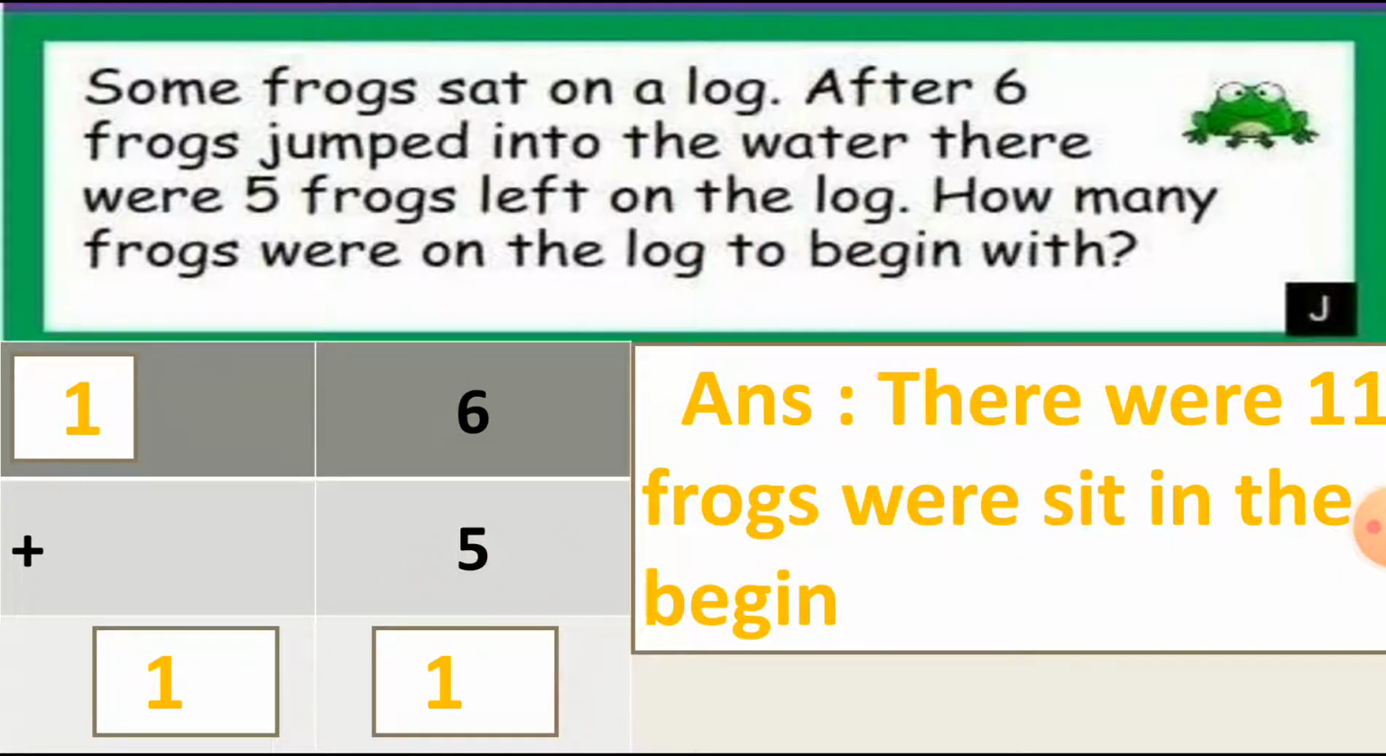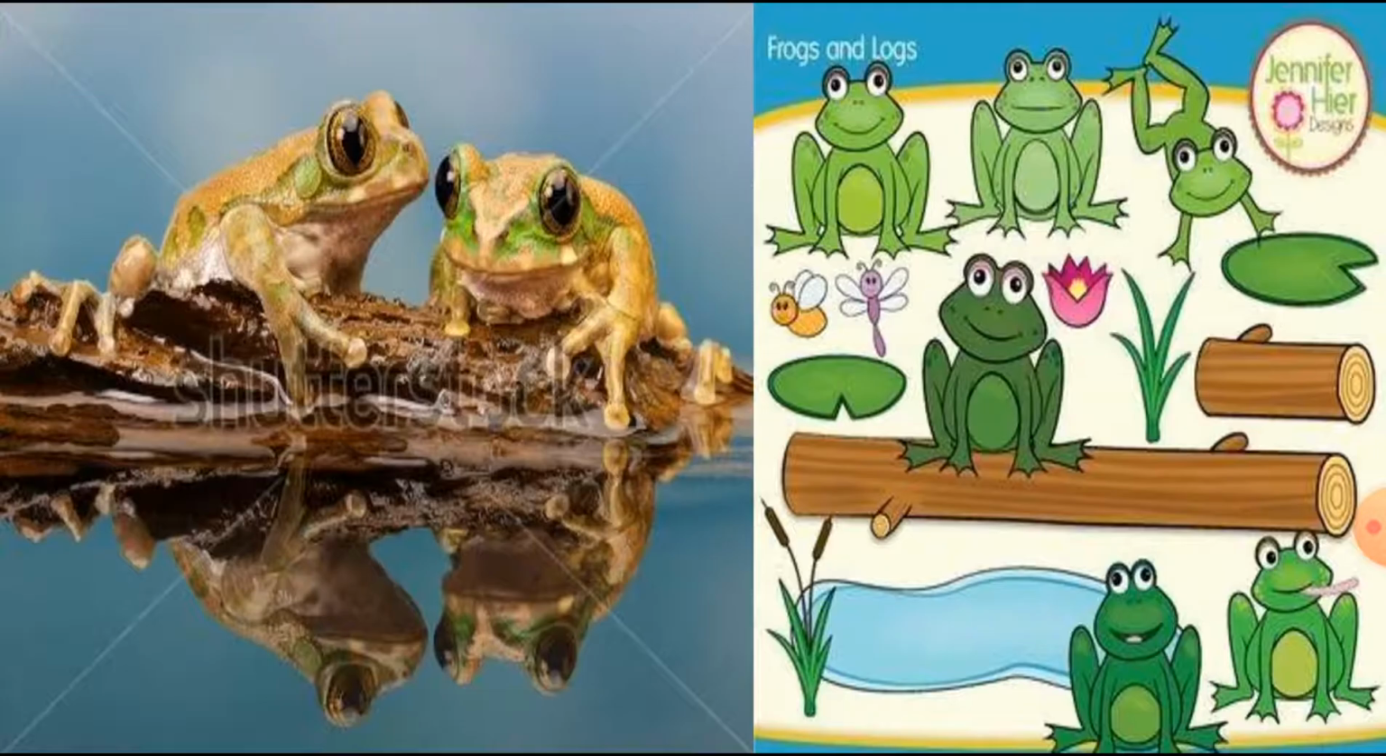We can write down in the sentence form that there were 11 frogs sitting in the beginning. In the beginning means some frogs, it means how many frogs? 11 frogs. And here, how many frogs were on the log to begin? So here in the beginning there were 11 frogs on the log.